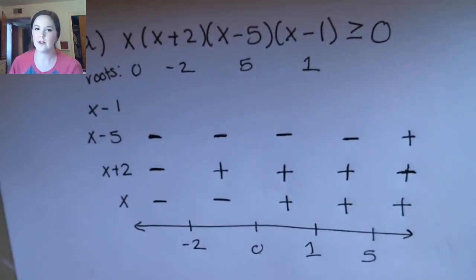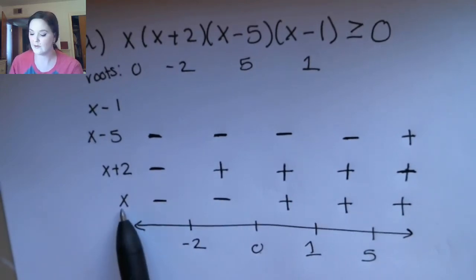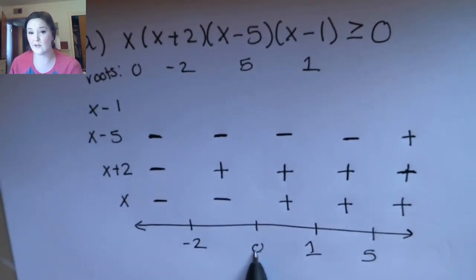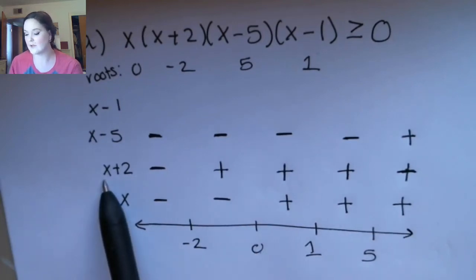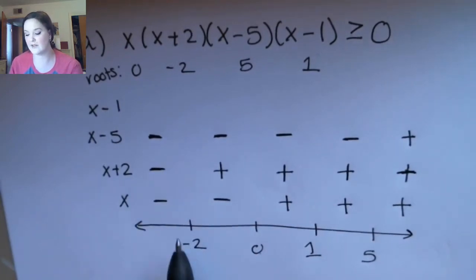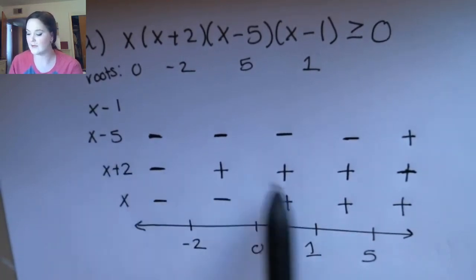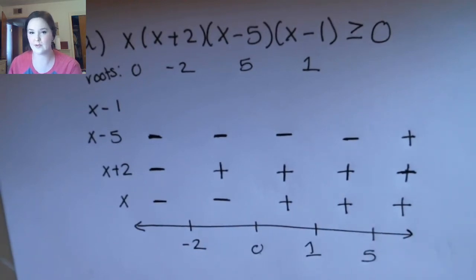You can see that these are changing sign exactly at the zero, the root that corresponds with that factor. So x is changing sign at 0, its corresponding root. x plus 2 is changing sign at -2, its corresponding root. x minus 5 is changing at 5, its corresponding root.